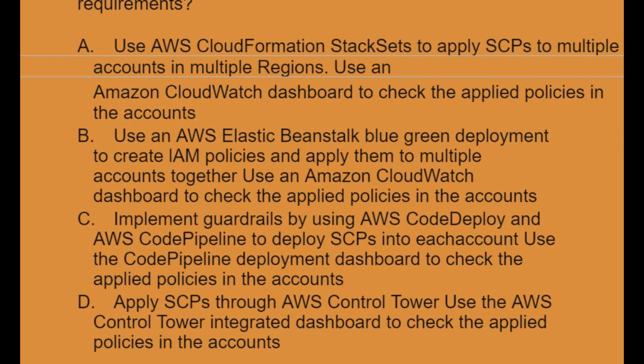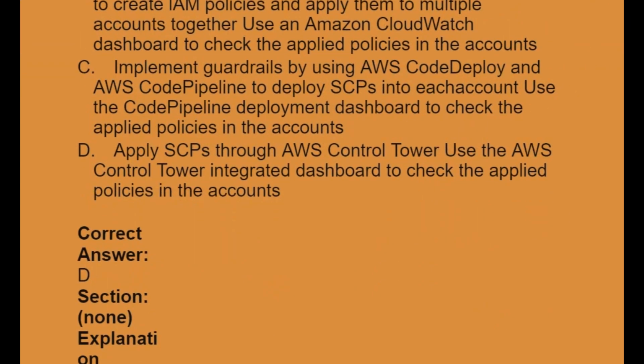Option D. Apply SCPs through AWS Control Tower. Use the AWS Control Tower integrated dashboards to check the applied policies in the accounts. Correct answer is option D.